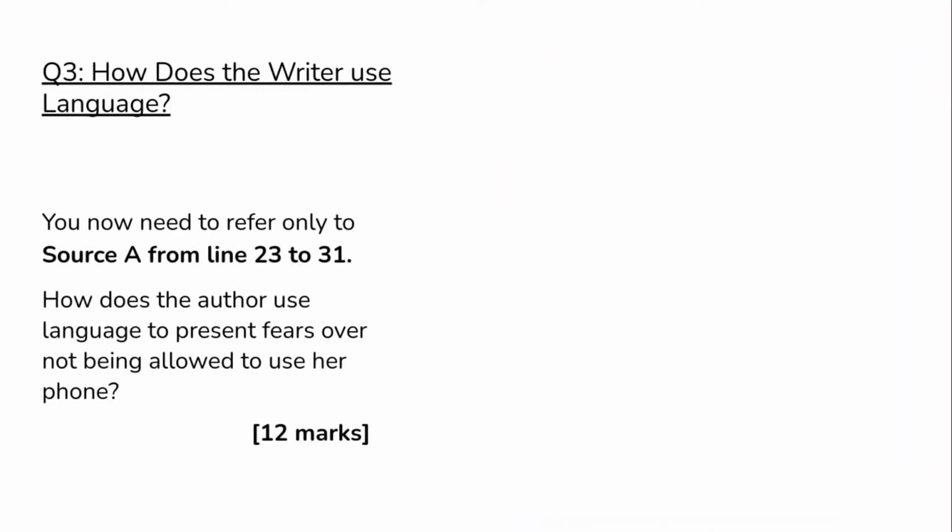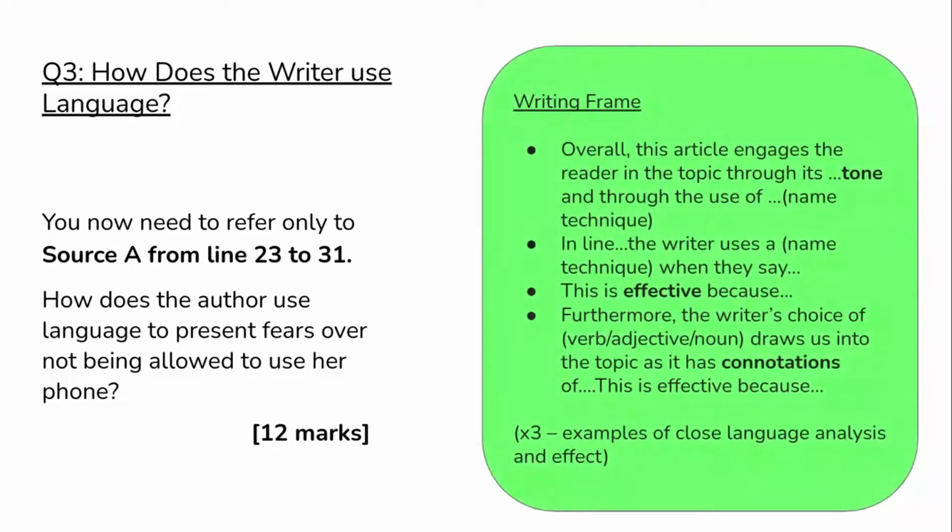All right, question 3. How does the writer use language? Again, you'll be given a set source. So in this question, it's source A and a set group of lines, 23 to 31. As I said before, it's a good idea now to write a bracket around them. You will notice the question nearly always says, how does the author use language? And then you'll be given a specific focus. So to present fears over not being allowed to use her phone. So that would be the focus of what you're writing.